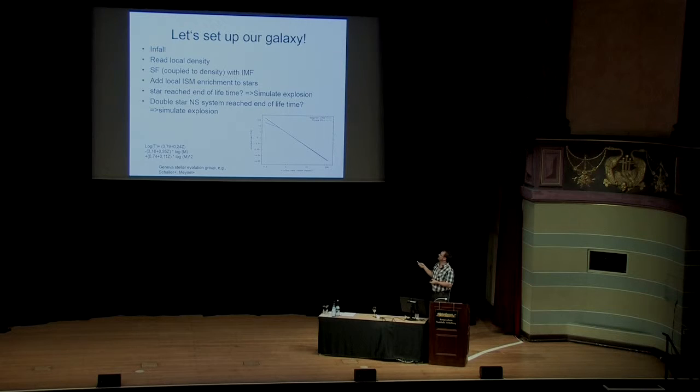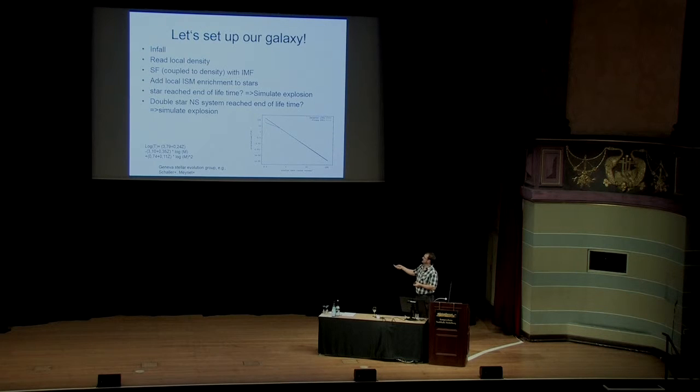And we calculate an IMF, which says how probable it is to generate a star with a certain mass. So it's very improbable to generate a high mass star, but it's quite probable to generate a low mass star. Then we can calculate the estimated lifetime, where Z is the metallicity of the star, M is the mass.